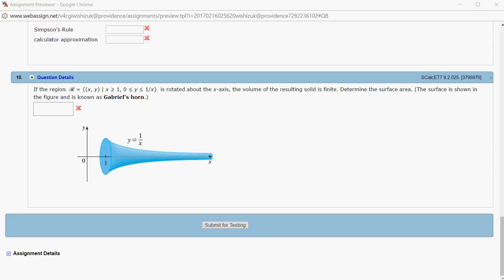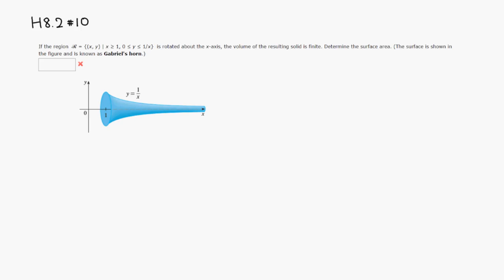Alright, let's look at homework 8.2, problem number 10. Let's find the surface area of Gabriel's horn. So we just have to set up the integral.